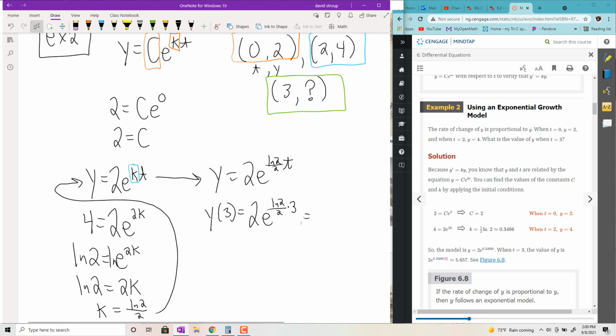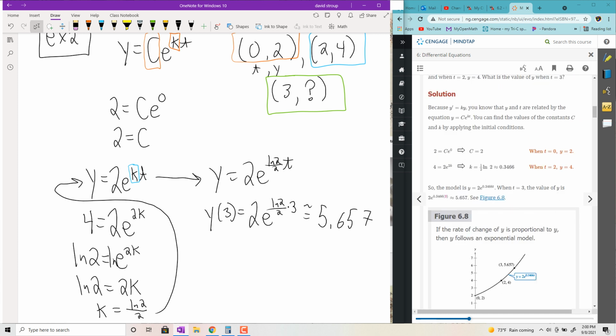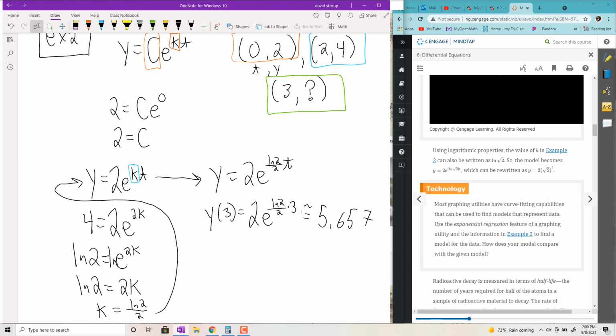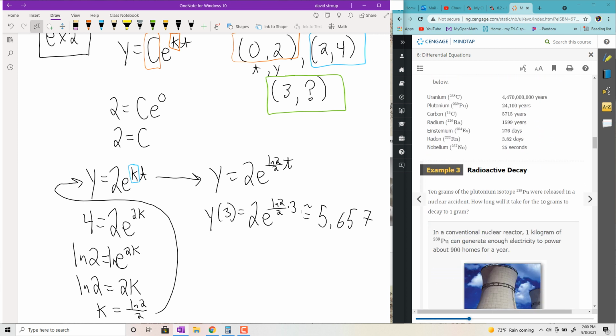Okay, so let's see what we get. I'll go to 3 decimals probably. Usually in the homework they'll tell you how many decimals they want. 5.657. Okay. Do they want you to? No, they just wanted you to answer that question. Okay. So of course we could go ahead and graph it if you want.